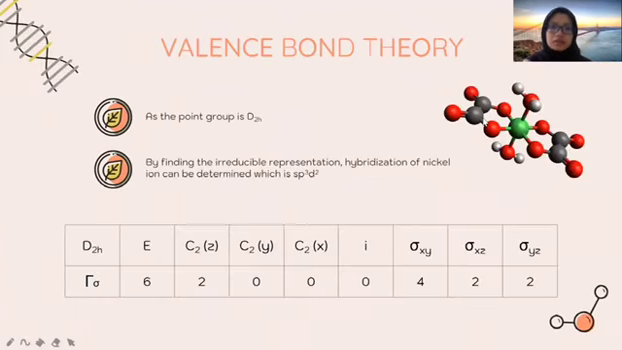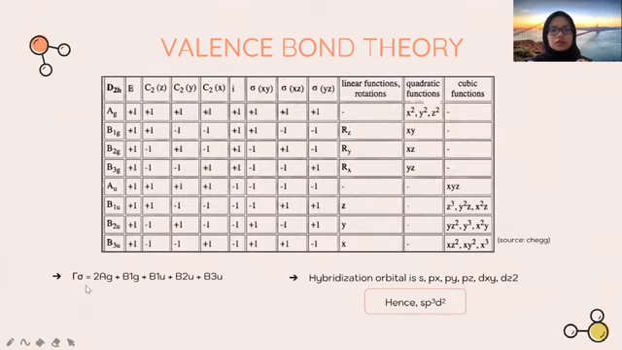First, valence bond theory. We know our complex is D2h. So by finding the irreducible representation, we can find the hybridization of the central metal. Okay, in the table is the reducible representation of the sigma bond. And then after we reduce the representation, by using the character table, we can find the hybridization of nickel is s, px, py, pz, dxy, and dz squared. So the hybridization is sp3d2.